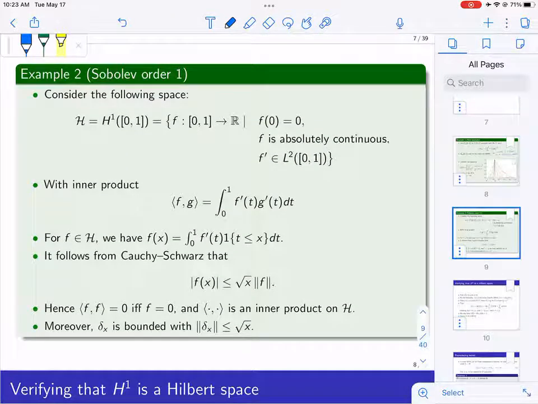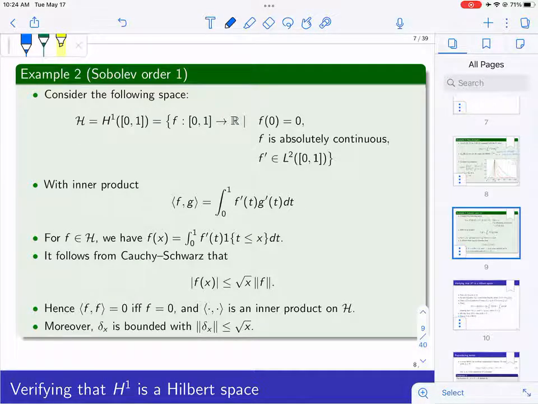So consider the real-valued functions on 0 to 1, with f(0) equal to 0, and f absolutely continuous, which I refer to analysis for. What is the definition? It's a stronger notion of continuity. If you partition the space 0, 1, then the sum of the deviations of the function at the endpoints of the partition is controlled if the sum of the lengths of the partitions is controlled. This is basically the set of all functions for which the fundamental theorem of calculus works.